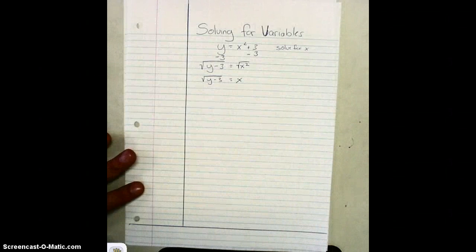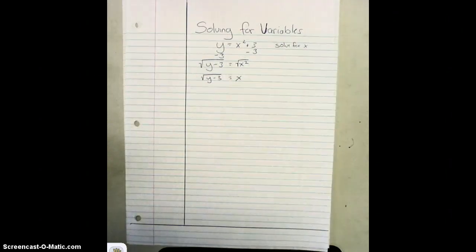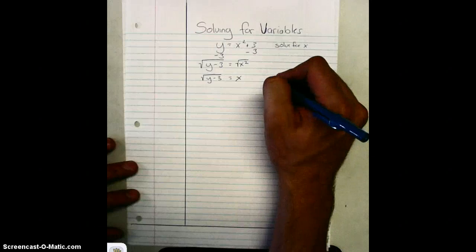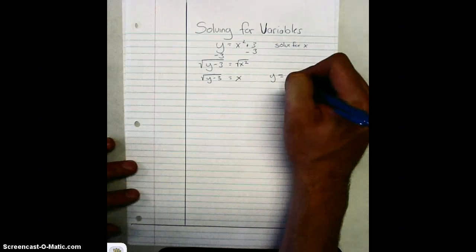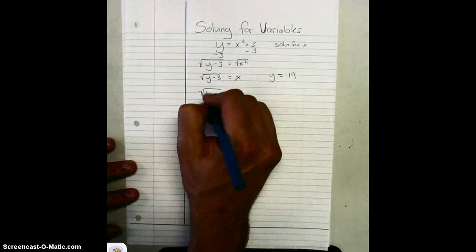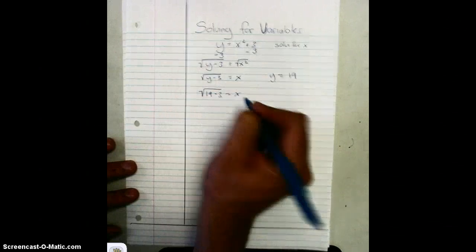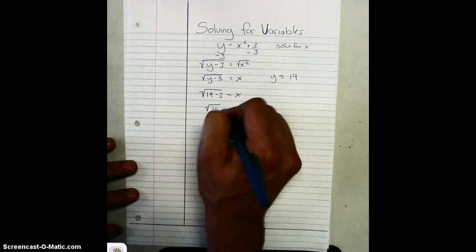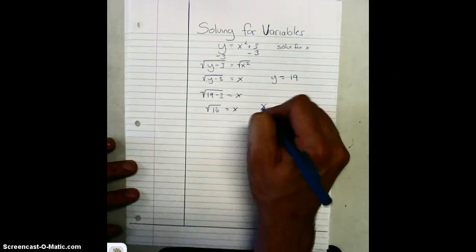And what typically happens in a lot of math problems is we plug in a number for y. What if y equals 19? Okay, so we plug 19 in for y. 19 minus 3 equals x, the square root of 19 minus 3. And then we have the square root of 16 equals x, and we get our final answer as x equals 4.